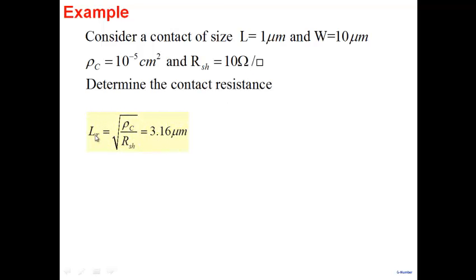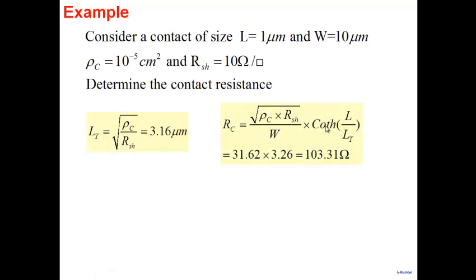We first look at the transfer length. LT is rho C by RSH, so we find it's 3.16, and so my cot hyperbolic is 3.16. Contact size is 1 micron, and it's just putting in the numbers. Rho C is 10 power minus 5, sheet resistance is 10 ohms, W is given as 10 micron, and cot hyperbolic L by LT. We put all of that together and we get 103.